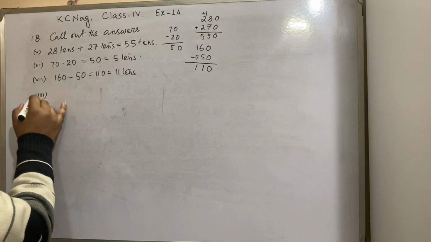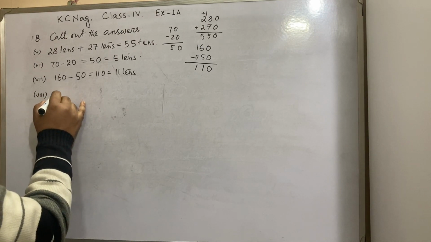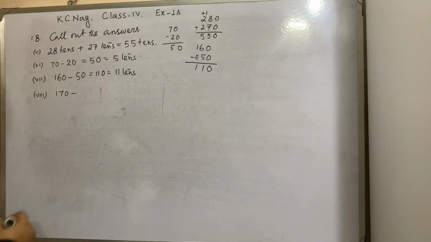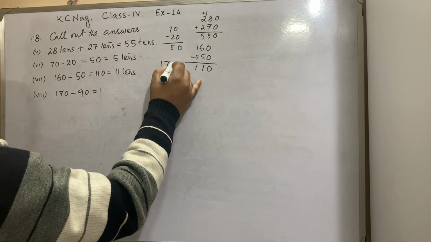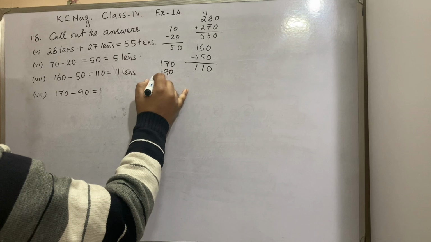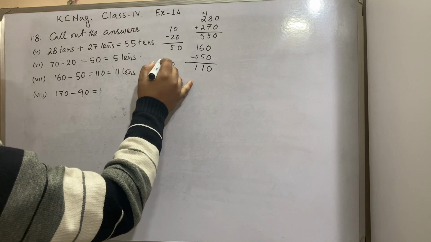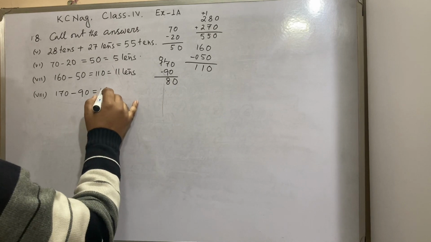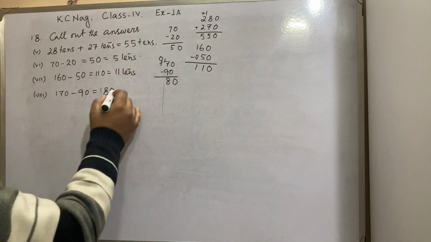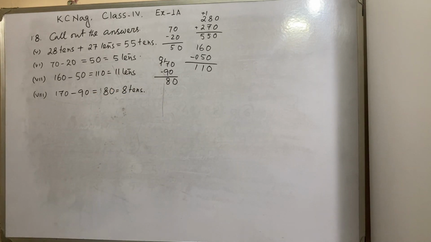Question number 8 says 170 minus 90. So 170 minus 90 is 80. That means 0. Take 1 from here, so 1 will become 0. 9 to 17, that is 8. So 80, or 8 tenths. Okay, this is the answer. So the question is over.